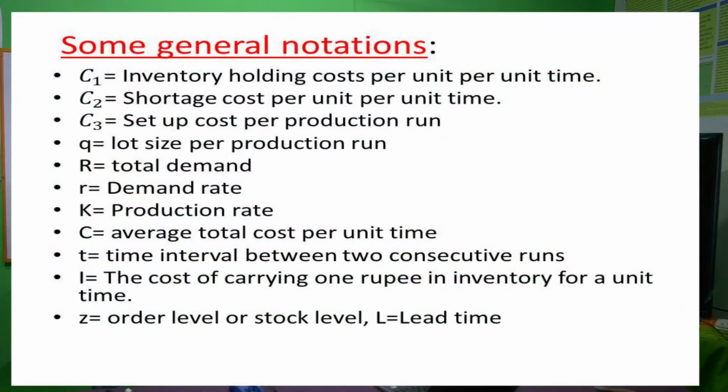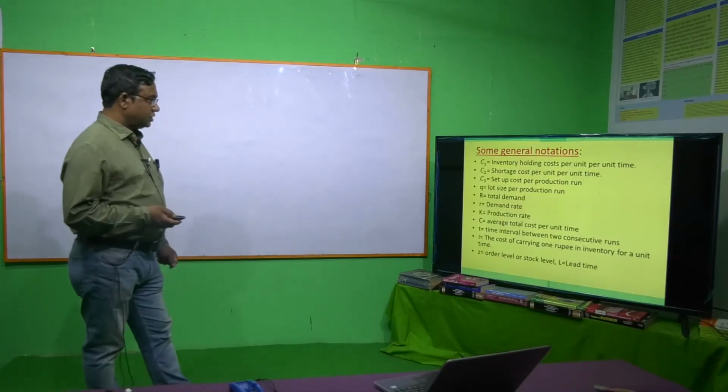Then there are some notations in inventory theory. C1 indicates inventory holding cost, C2 shortage cost, C3 setup cost, Q lot size per production run, then R total demand, small r demand rate, K production rate per run, C average total cost per unit time, then small t time interval between two consecutive runs or two consecutive orders, I the cost of carrying 1 rupee in inventory for a unit time, Z order level or stock level, then L lead time. So these are the symbols used in inventory theory.